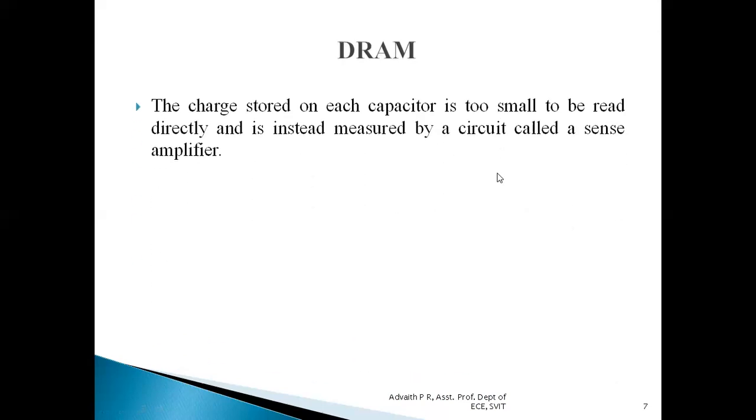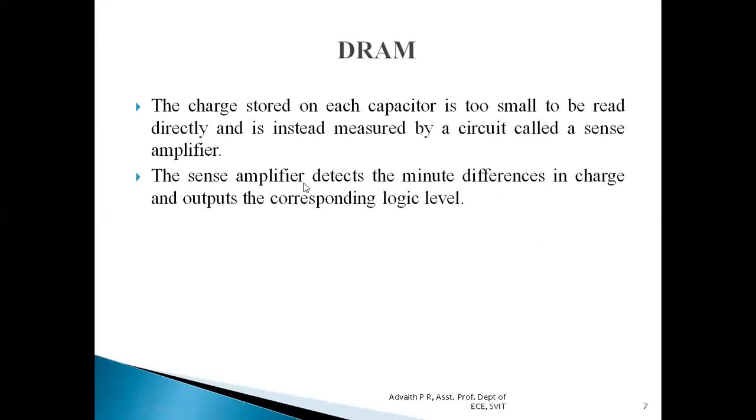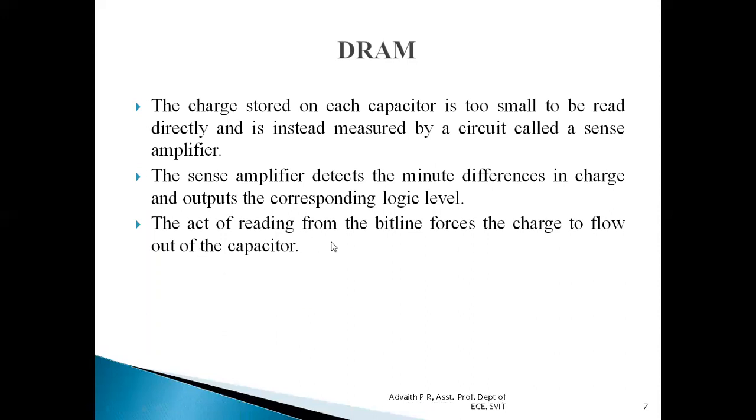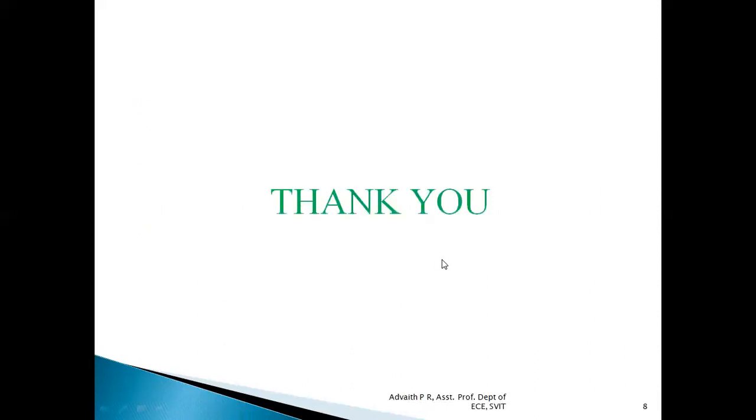The charge which is stored on the capacitor is very, very feeble, very small to be read directly. Hence, we use a separate circuit called a sense amplifier circuit in order to detect small changes of charges. The sense amplifier detects the minute difference in the charge and outputs the corresponding logic level. The act of reading from the bit line forces the charge to flow out of the capacitor. So this is how read as well as write operation is performed in dynamic random access memory.